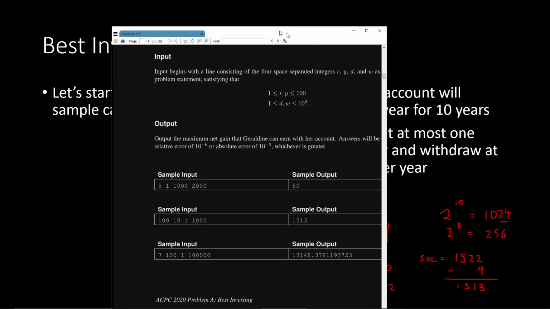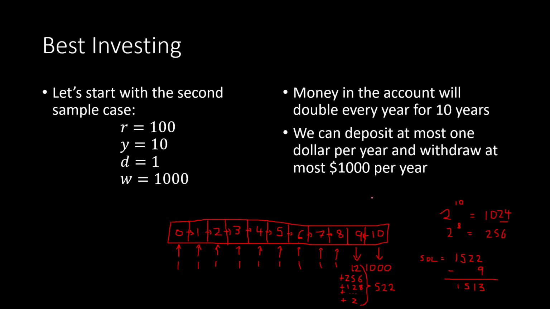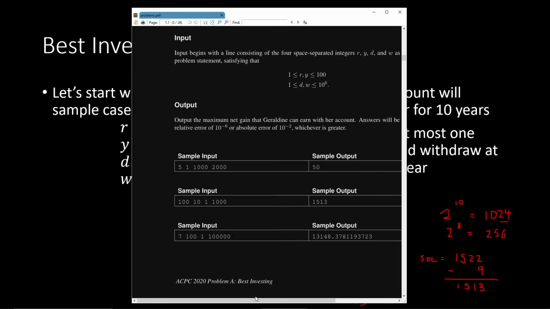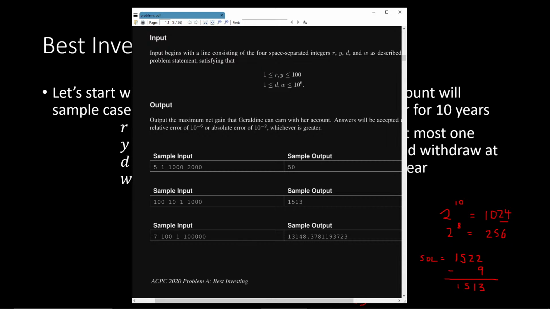So this is my visual idea of how this algorithm works. And also for this third sample input, if you take a look, this one has a rate of 7% per year, and 100 years, we can deposit up to $1 and we can withdraw $100,000. So it turns out that for this particular sample input, the optimal strategy is actually just going to be to deposit $1 every single year until 100 years have passed, and then withdraw everything. And if you withdraw everything, you get 13,248 point something, and then we subtract the $100 that we put in.